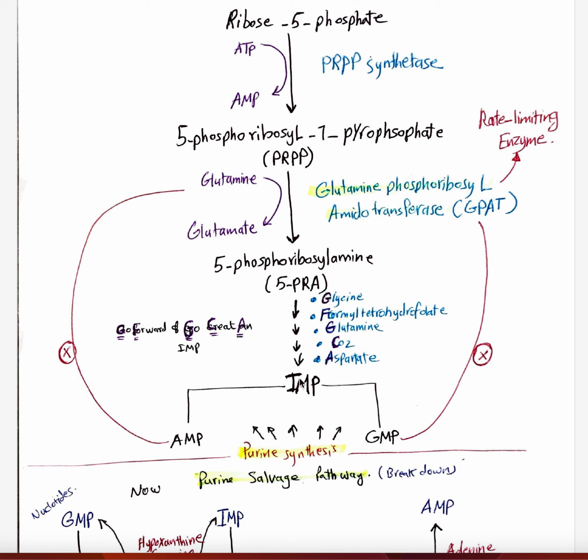And then the inosine monophosphate forms adenosine monophosphate and guanosine monophosphate, and then by removing the phosphate, we get adenine and guanine, which are the purines. And if there is an increased amount of guanine monophosphate or adenine monophosphate, like a negative feedback, they inhibit the rate limiting enzyme, which is called glutamine phosphoribosyl aminotransferase.